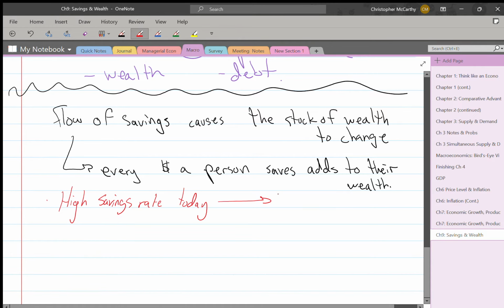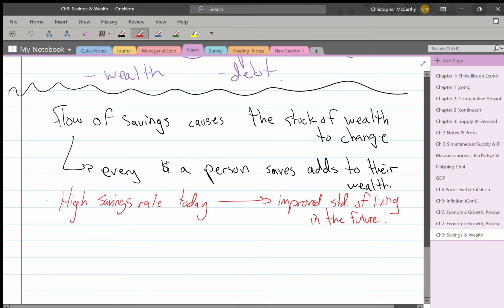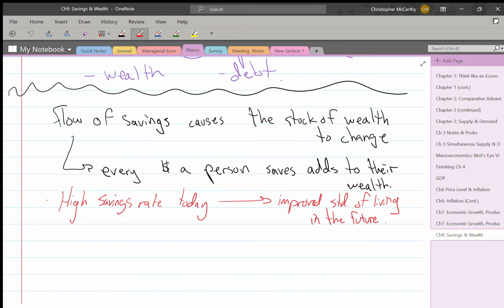leads to improved standards of living in the future. Why is this? Why would a high savings rate today improve our standard of living in the future? But what did we learn? What was one of the big determinants of wealth and growth, or just standard of living, right? Just growth and standard of living.